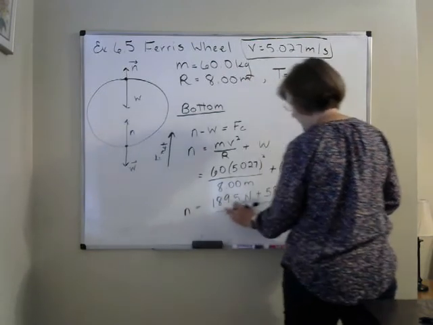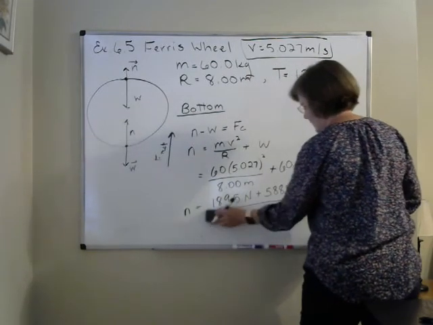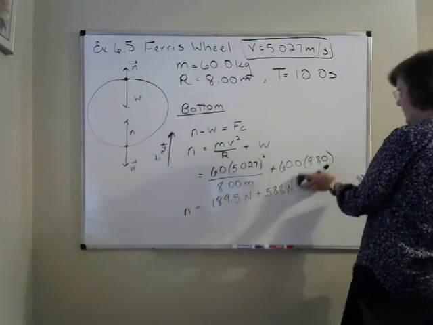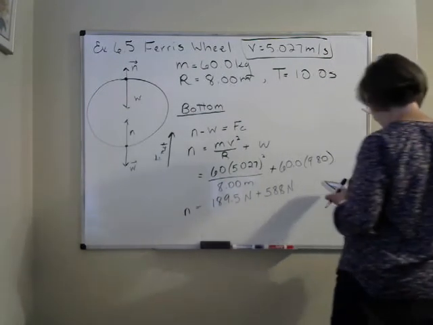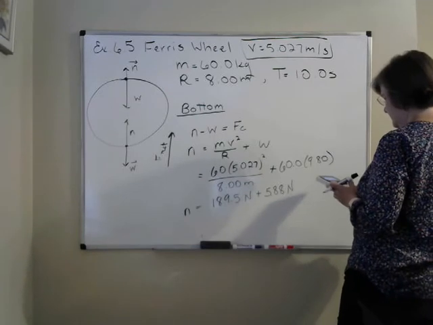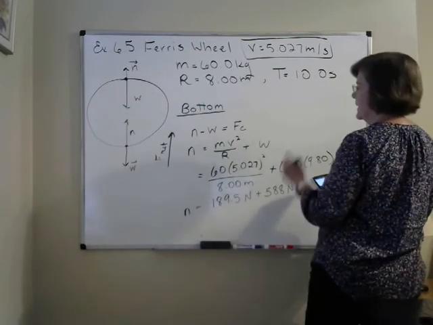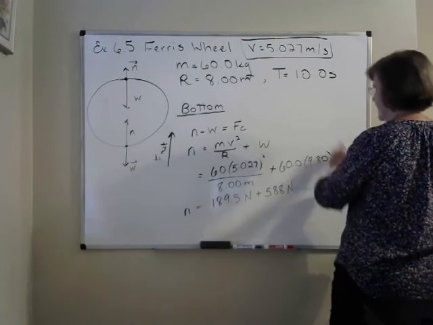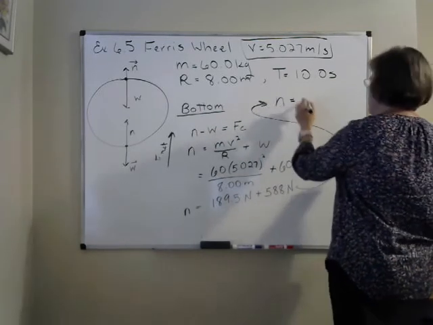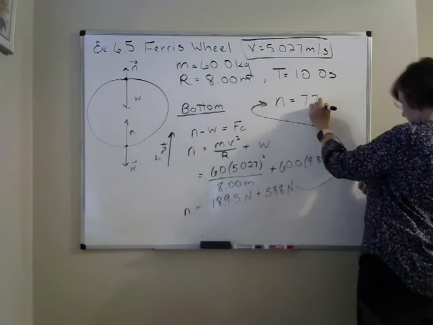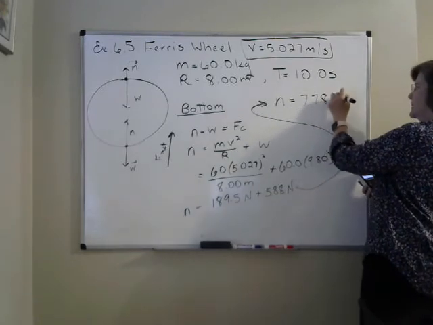All right, let me add that together. I didn't finish the question. So 189.5 plus 588. And I get that at the bottom, the normal force is 778 newtons.